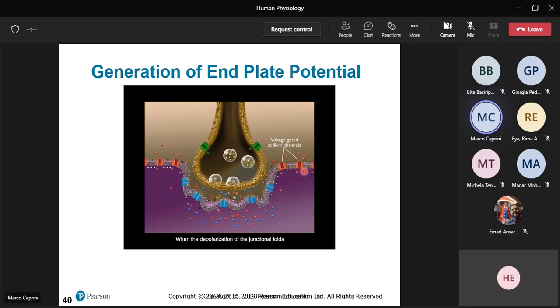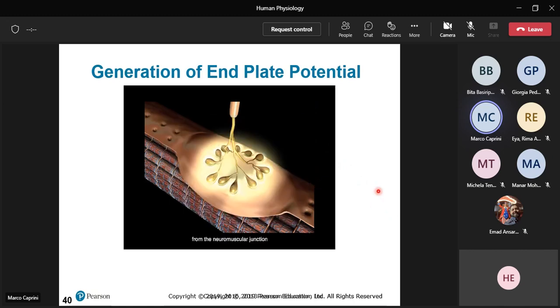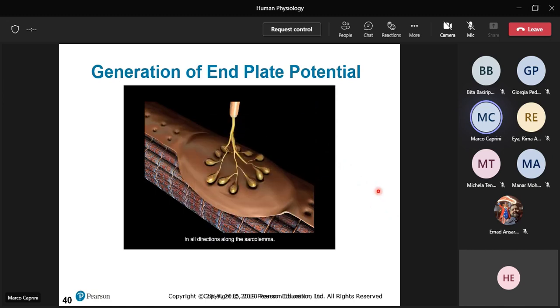When the depolarization of the junctional folds reaches the threshold voltage for the sodium channels on the sarcolemma adjacent to the neuromuscular junction, those channels open, allowing sodium ions to enter the muscle fiber. The diffusion of sodium ions initiates an action potential, which spreads outwards from the neuromuscular junction in all directions along the sarcolemma.